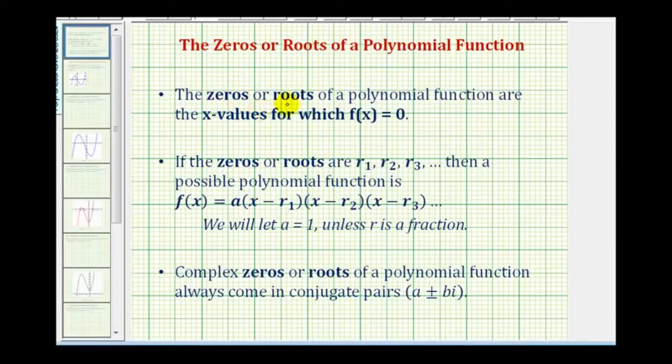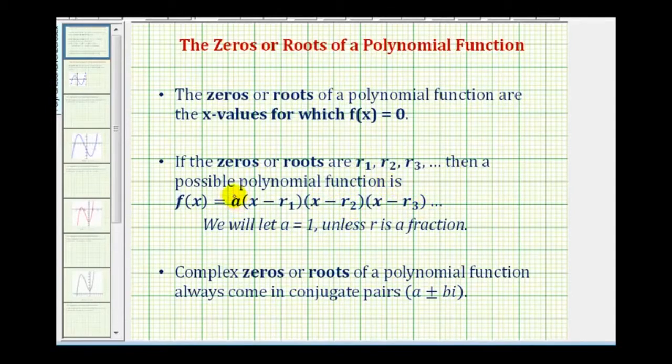First, the zeros or roots of a polynomial function are the x values for which f of x is equal to 0. So they're the values of x that make the function equal to 0. If the zeros or roots are r sub 1, r sub 2, and so on, this gives us information about factors of the polynomial function. If r sub 1 is a 0, then x minus r sub 1 would have to be a factor of the function. If r sub 2 is a 0, then x minus r sub 2 would also be a factor of the polynomial function, and so on.